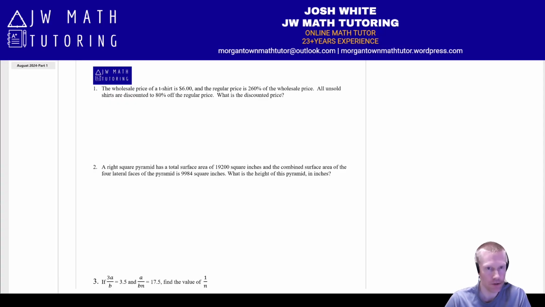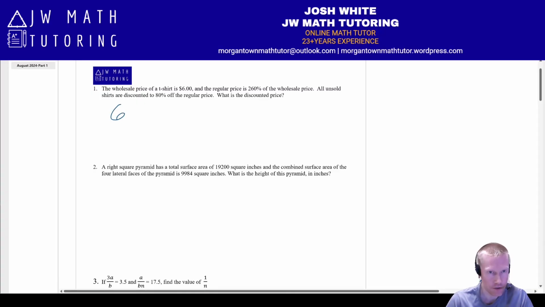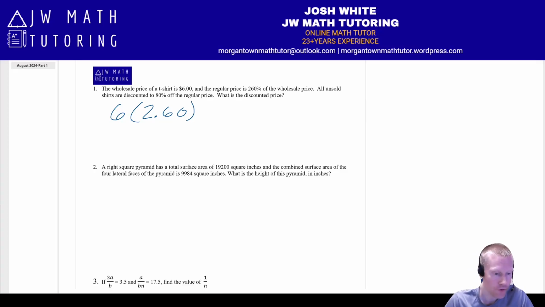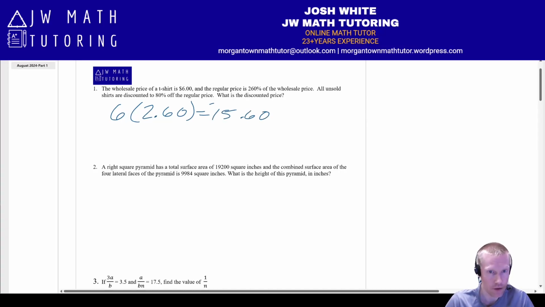So all we have to do is a couple calculations with percentages here. We can just take the $6, which is the wholesale price, and then to get the regular price, we can do 260% of that, which means multiply it by 2.6 or 2.60, since 260% converted to a decimal is 2.60. If you do that, you will get the regular price being $15.60. Then you have to subtract 80% of that.